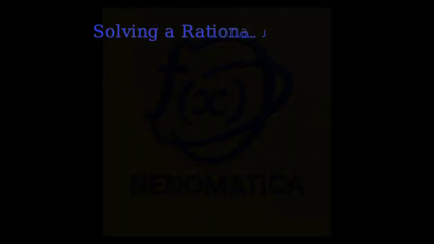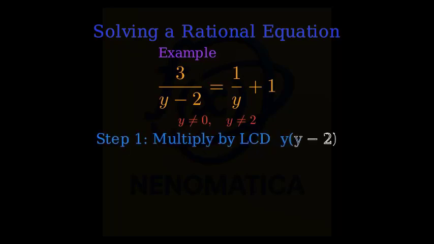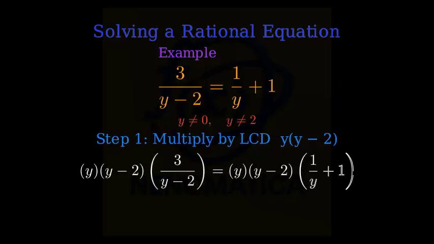In this example, we will solve a rational equation step by step. Here is the problem. Before we start, note the domain restrictions. y cannot be 0 and y cannot be 2 to avoid division by 0. Step 1. Clear fractions by multiplying both sides by the least common denominator, y times y minus 2. Step 2. Expand the product on the right. y times y minus 2 equals y squared minus 2y.